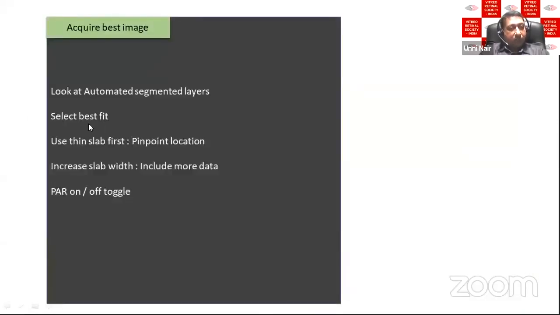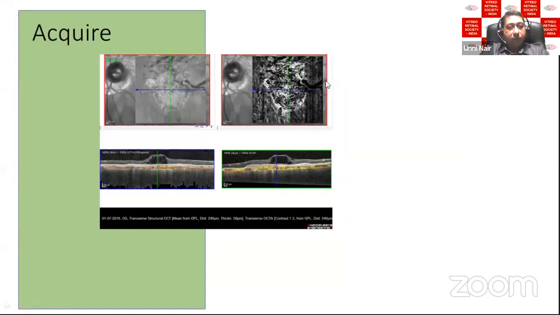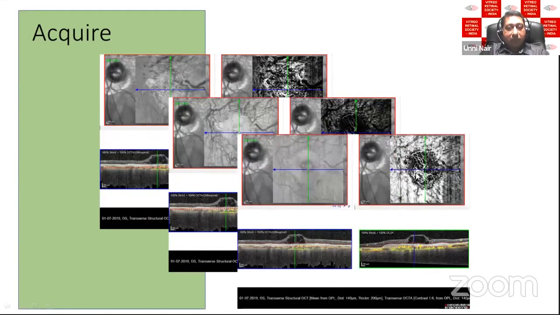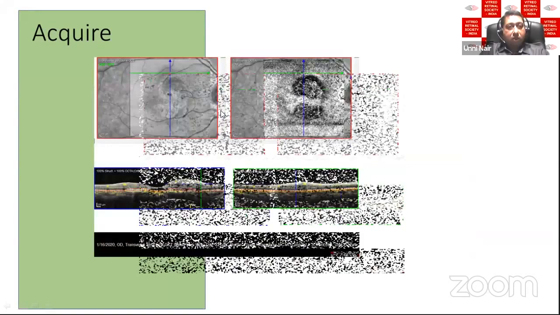Again, select the best slab, use a thin slab to pinpoint your location and increase the slab width to get more data. So this is a case where you see there's a lesion, you can't make anything out, a very thin slab and you can see the vascular lesion over there. You slowly increase the slab width and you get the entire extent of the lesion for quantification and qualification.